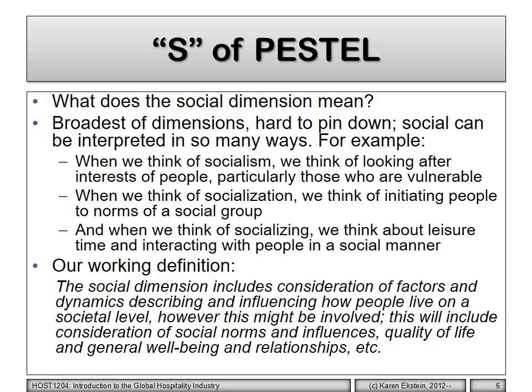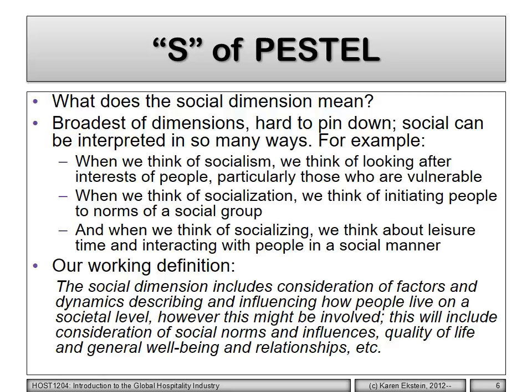When we talk about the S of Pestle, the first question is obviously, what does a social dimension mean? And you know, in a lot of ways, the social dimension is really the broadest of all of them. It's very, very hard to pin down. When we think of the social dimension, we might focus on those who are vulnerable. Oftentimes, when we hear more of a social government, being concerned about the people, interests of the people existing within a particular society. When we talk about socialization, we think about how people become part of a society or part of a community.